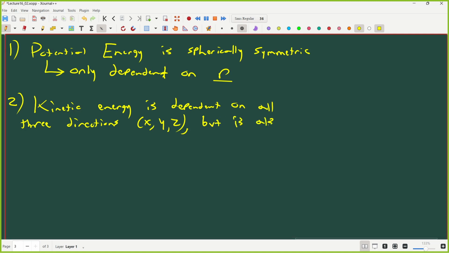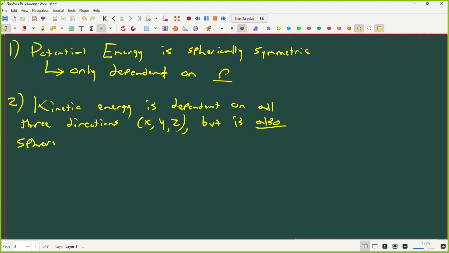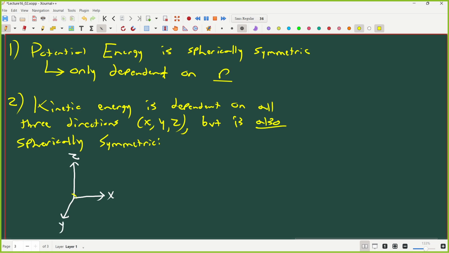But the important thing is it's also spherically symmetric. Now, what do I mean by that? So what if I do this? Let me just redraw my axis system one more time. What do I mean by it being spherically symmetric? So here's my proton, and here's my electron.